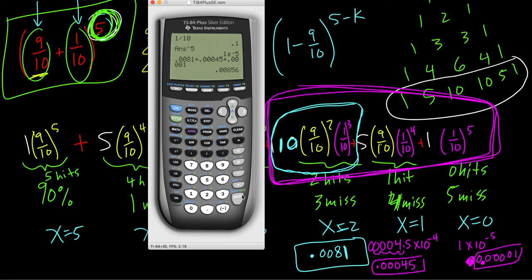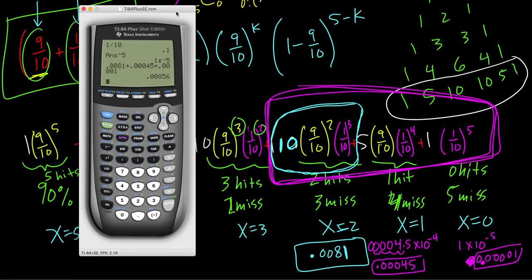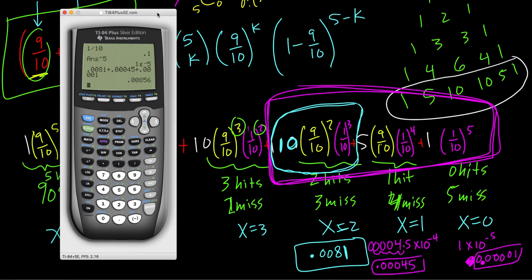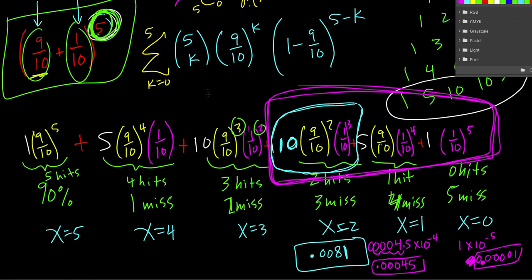And I think maybe I read it a little bit wrong. So it says at most 3 times. Oh, so we also have to include the 3. All right, let's do that too. So at most, so we're basically saying x is less than or equal to 3. So we need to figure this one out as well.